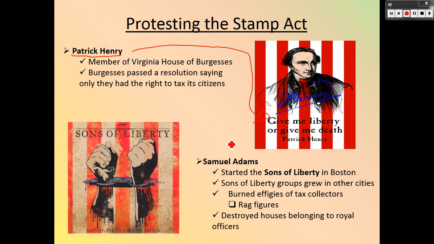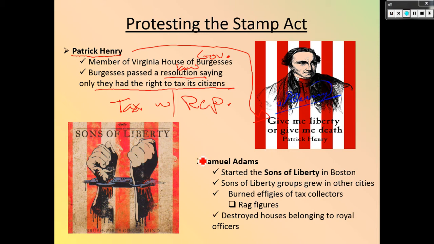He is the one that says that only in the House of Burgesses in Virginia, so the government in Virginia, they pass a resolution, which is a law. They say that we're going to follow this law that says that only the people of Virginia have the right to tax the people of Virginia. So he's saying taxation with representation is allowed, that we're willing to pay taxes as long as we get a say in what those taxes are and how much they are.